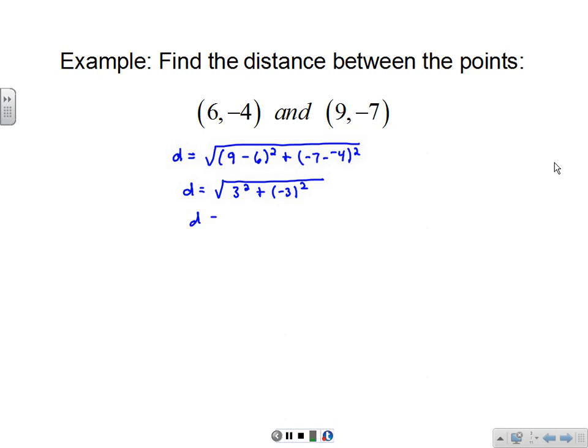So we'll have the distance is equal to, 3 times 3 is going to be 9, and negative 3 times negative 3 is also going to be 9. So we have distance is equal to the square root of 18. And again, that will break down into 3 radical 2. And again, if you wanted to just do a decimal, I guess that's okay. You'll have 4.24 units.